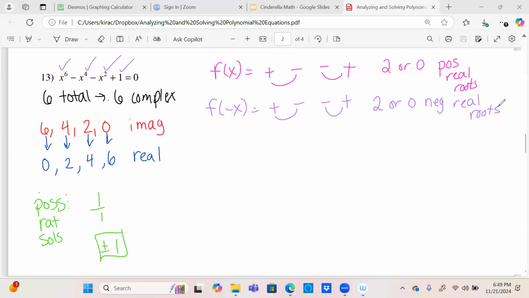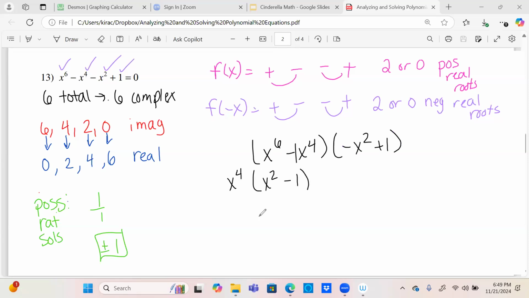I'm trying to think, can I group this? Because it is 4 things. I'm going to try to group it. It may not work, but I'm going to put the first 2 in a group and the back 2 in a group. The GCF here would be x^4, leaving x squared minus 1, because there's an invisible 1 there. And then I'm going to pull out a negative, leaving x squared, and then 1 divided by negative 1 is negative 1. So that worked, right?